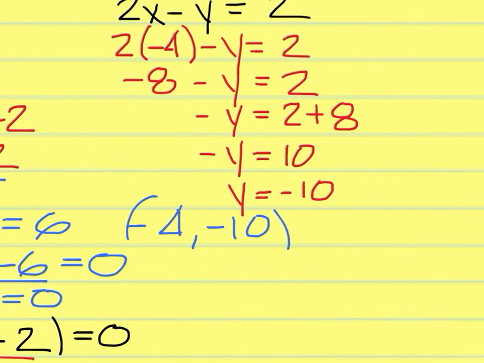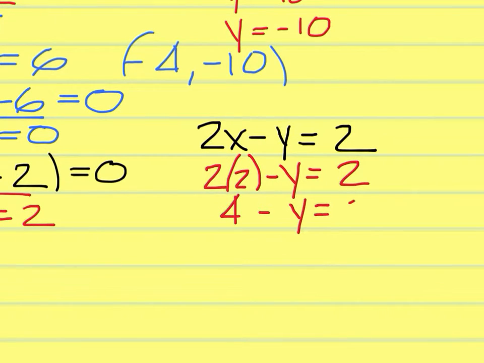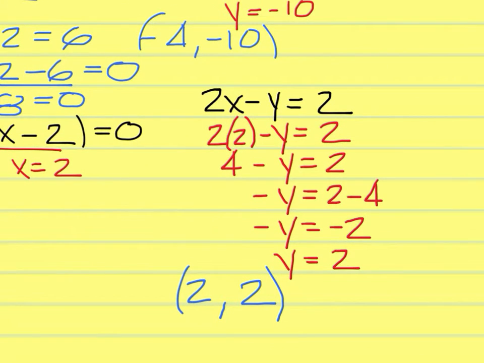I put in a negative 4 and came back with a negative 10. But now I have to do this again with 2x minus y equals 2. But this time I'm plugging in a positive 2. So I'll come back with 4 minus y equals 2. Move the 4 to the right, and then get a negative 2. Divide both sides by negative 1. I put in a 2 and came back with a 2. So I should have negative 4, negative 10, and 2, 2.